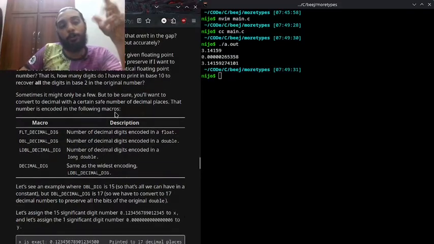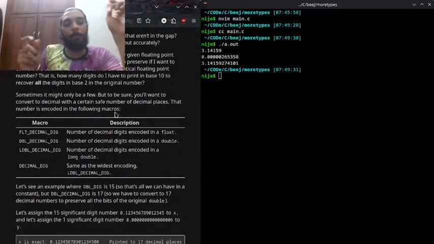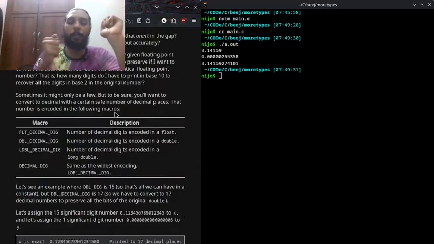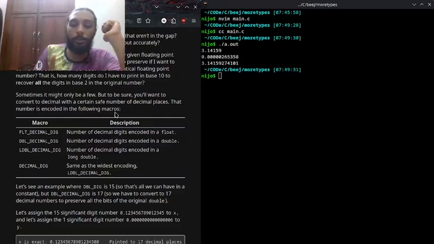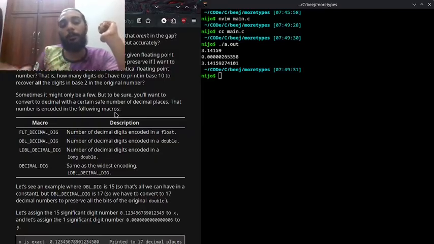But what about those floating point numbers that aren't in the gap? How many places do you need to print those out accurately? Another way to phrase this question is, for any given floating point number, how many digits do I have to preserve if I want to convert that decimal number back into an identical floating point number? That is, how many digits do I have to print in base 10 to recover all the digits in base 2 in the original number? Sometimes it might be only a few, but to be sure, you will want to convert to a decimal with a certain safe number of decimal places.